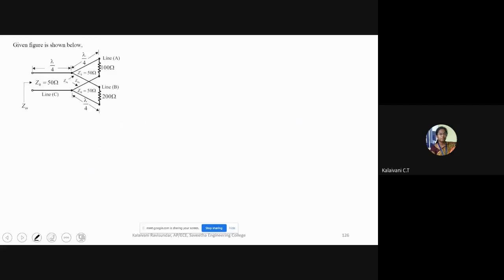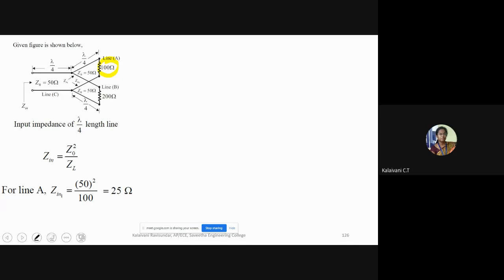Z naught square divided by ZL. So for line 1, Z in will be equal to Z naught, which is 50 ohms. 50 ohms is common for all the lines, since it's a characteristic impedance, it will not change anywhere. So Z in 1 will be equal to 50 square divided by, for line 1 the load is 100. So 2500 divided by 100 will be equal to 25.